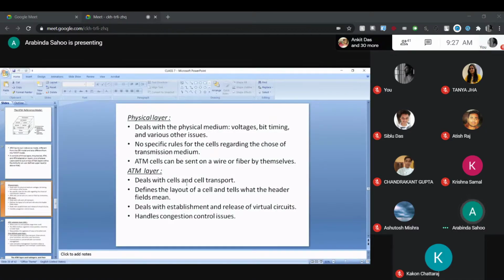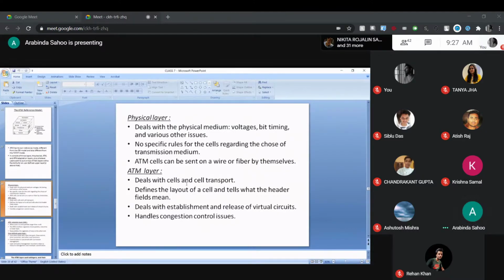Suppose at the same time many cells arrive at a particular node to be transmitted over a particular transmission line or medium. It handles this congestion. How will it distribute all these cells so that there is no congestion in a particular line or virtual circuit? It handles this congestion control issue. That is the function of your ATM layer.